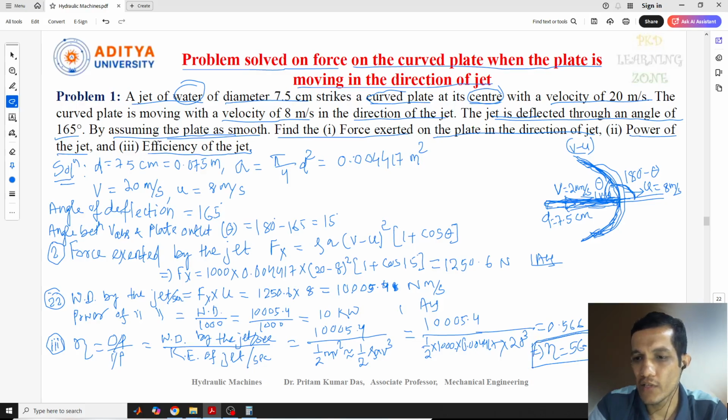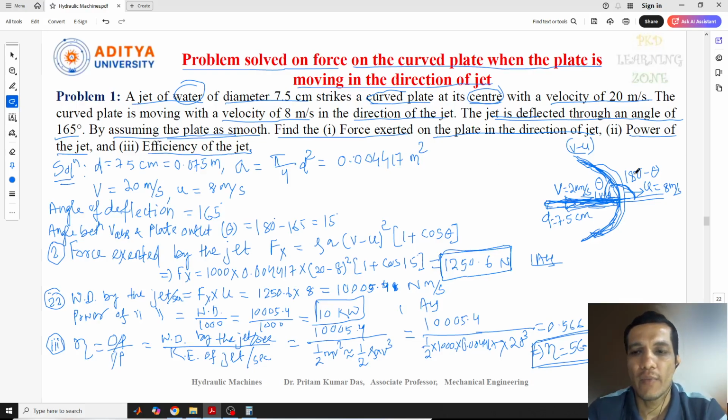This is the efficiency of the jet, this is the power of the jet, and this is the force exerted by the jet on the plate. I hope you understand how to solve this problem. The only thing is that we need to remember the first formula, and the remaining things can be done easily.